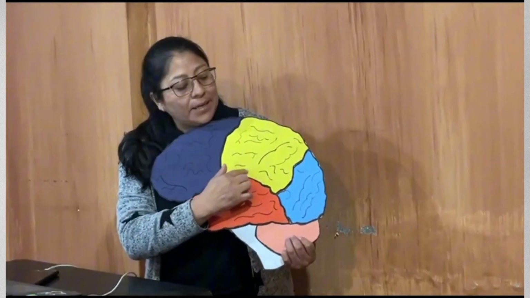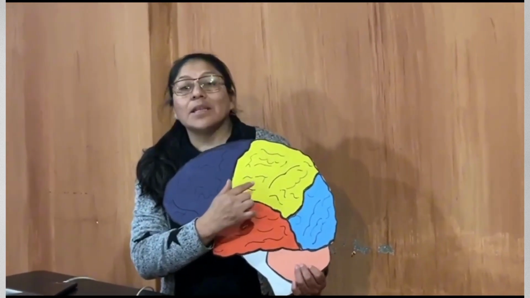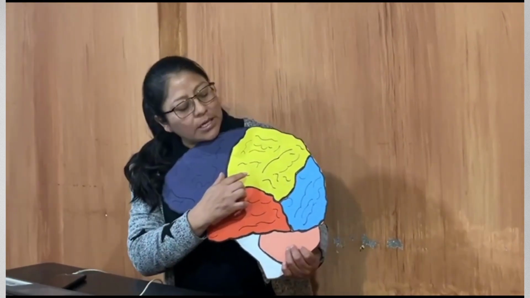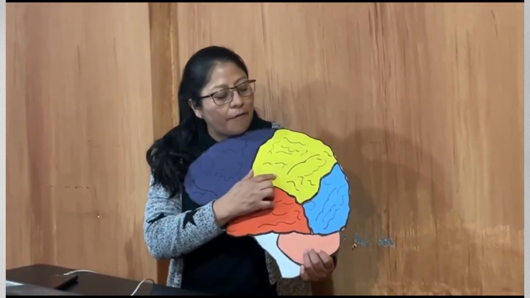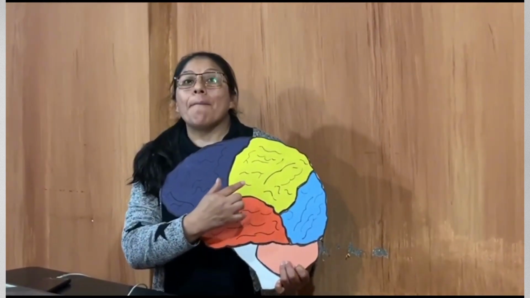Parietal lobe. The parietal lobe is located at the top of the brain. What is the function of the parietal lobe? It is concerned with our sense of pressure, temperature, and pain.